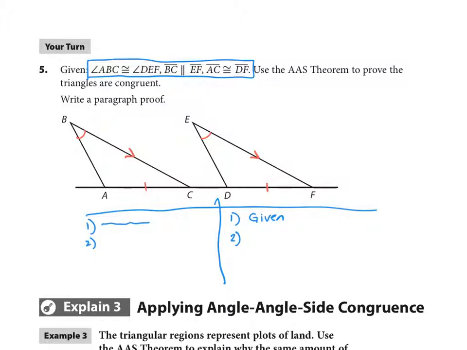So far we have 2 pairs of parts. We have a pair of angles, that's this one up here and this one. And we have a pair of sides, AC and DF. So we have 2 pairs of parts. Now we need a 3rd pair, and of course we're going to be using the AAS. That's what it tells us in the directions. So in order to do that, we just need to figure out what other pair of sides are congruent.